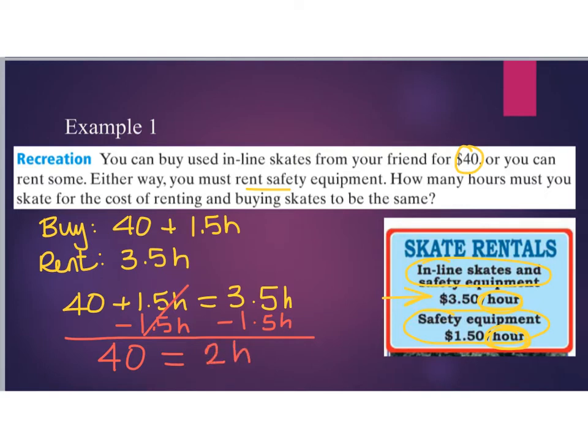Then I can solve for h by dividing both sides by 2, so I can get that h by itself. My 2's are going to cancel, and I'm left with h equals 20 hours. So that means in order for my cost to be the same to rent or buy the skates and then rent the equipment, I would have to skate for at least 20 hours.